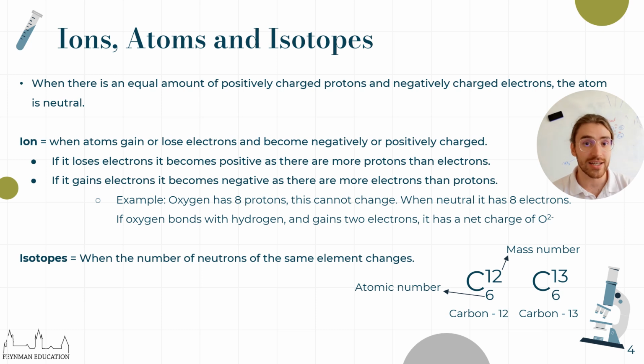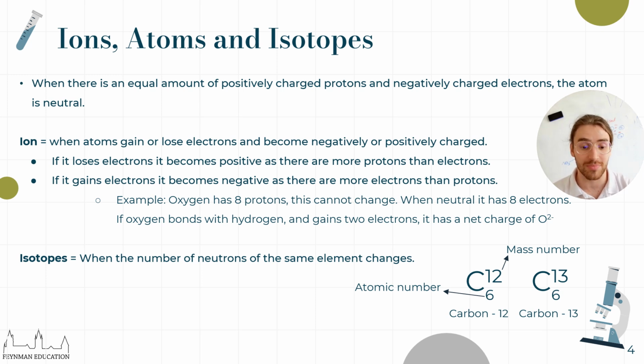So we usually have a sort of net charge, and we're going to get to this when we do the periodic table. Certain elements are going to want a certain number of electrons to become stable. So oxygen, for instance, has 8 protons. And this cannot change, but when it is neutral, it's going to have 8 electrons.